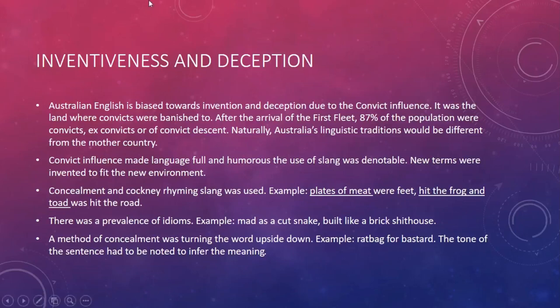It had a bias towards inventiveness and deception. We already discussed a little bit of this in the introduction part. So this is because of the convict influence. I already told that Australia was a penal colony. This was the island to which the convicts of the Commonwealth were banished to.